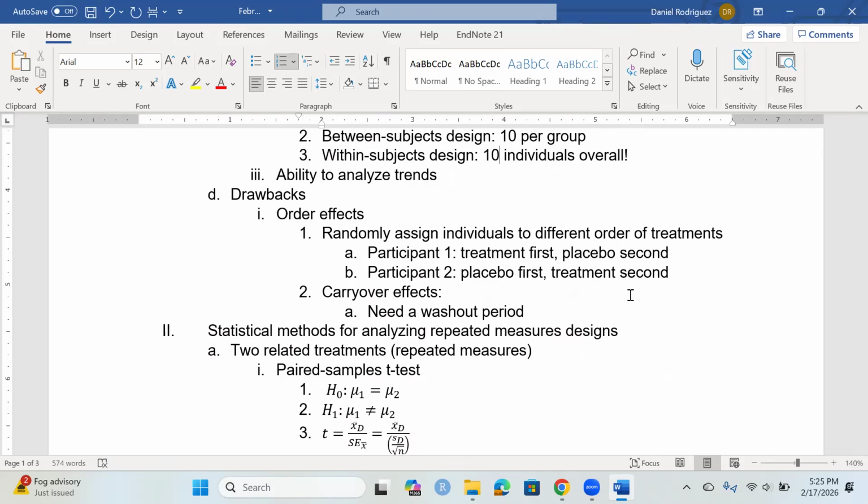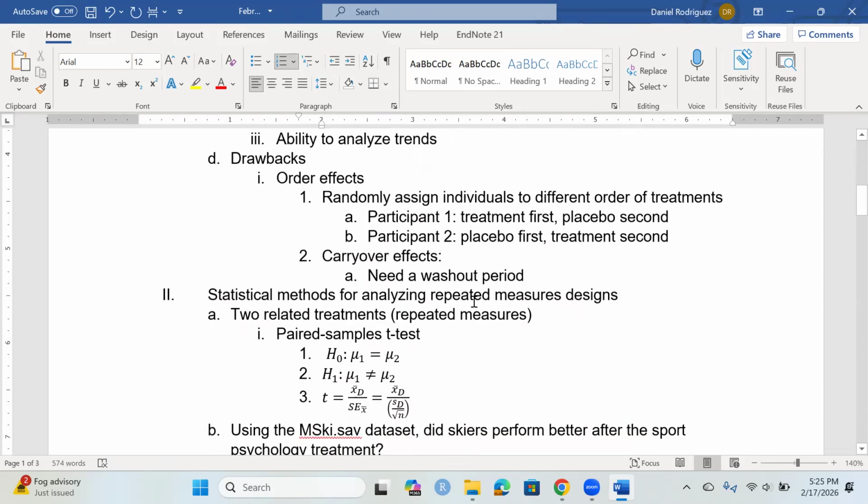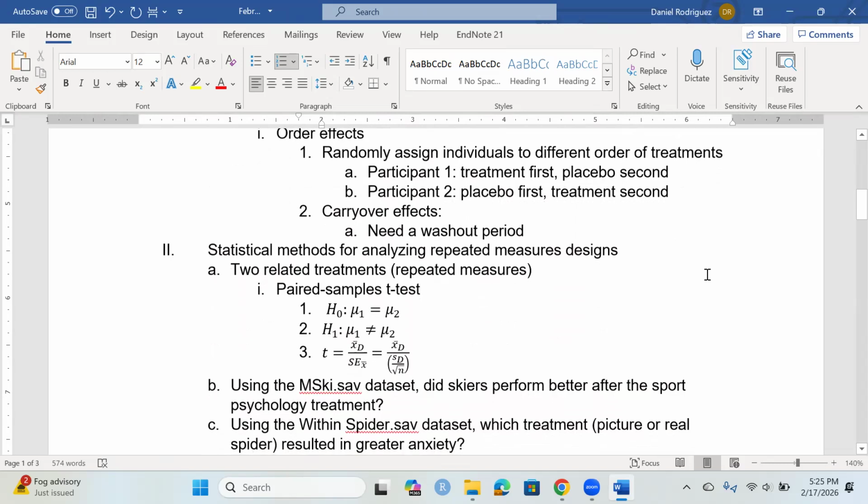The way somebody deals with that in wine tasting is they give you some bread or something to cleanse your palate. But that's an example of a carryover effect, and this occurs in repeated measures design studies. So you need some sort of a washout period, so whatever the effect is of the prior treatment will disappear.